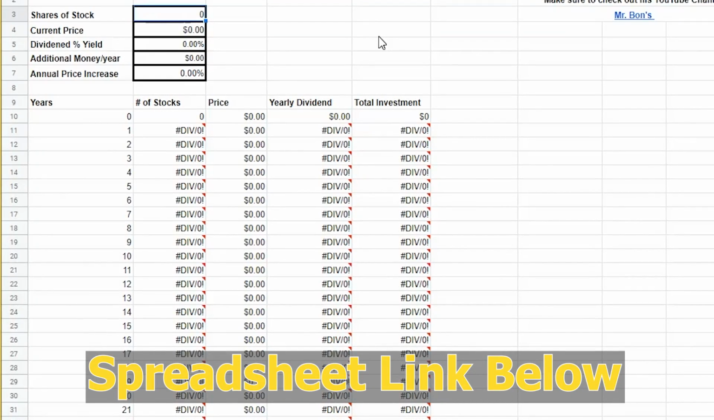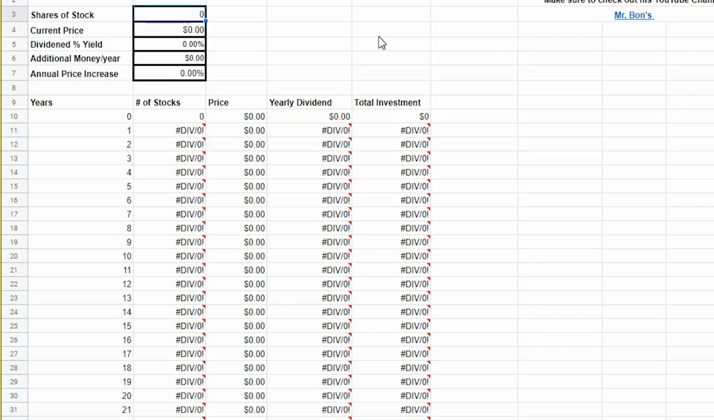Now, if all of that math is just way over your head and it's too much work, I have a spreadsheet for you so that you can just put in a few numbers and see exactly what you want. This spreadsheet is in the links below, but let's just do an example of AT&T.